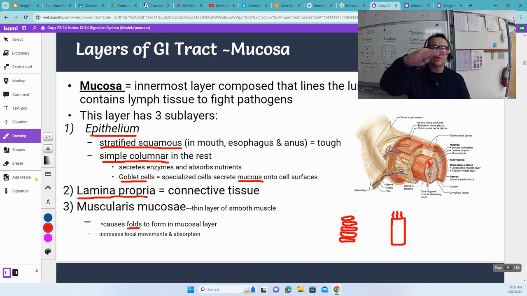So instead of it being totally smooth, where the food's just passing through, if it goes this distance, it's got very little surface area to absorb the nutrients. But if it's folded like this, now the food has all this surface area. There's a lot more cells. They're able to absorb those nutrients from the food and then put it in the bloodstream.